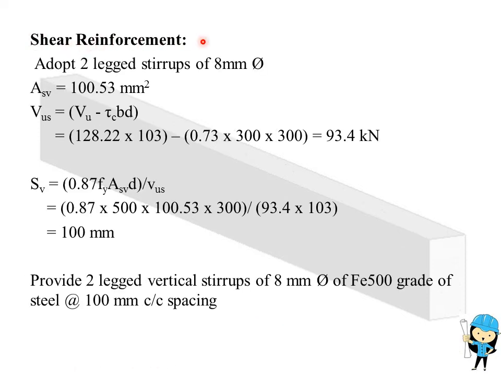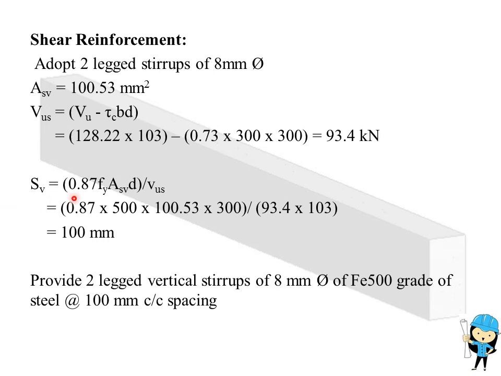So now we are designing shear reinforcement. Adopt 2-legged stirrups of 8 mm dia. Asv is equal to 100.53 mm square. Vus is equal to, we have the formula Vu minus tau C into B into D. Vu value is 128.22 into 10 to the power 3 minus tau C value is 0.73, B is equal to 300, D is equal to 300. Therefore, Vus value is equal to 93.4 kilonewton.